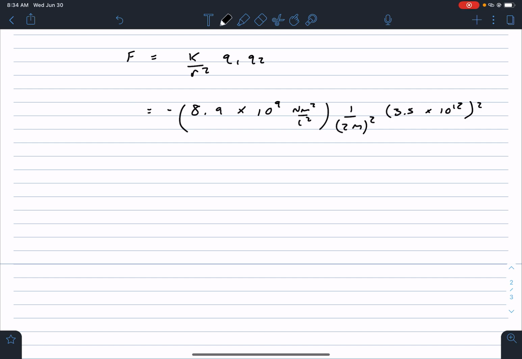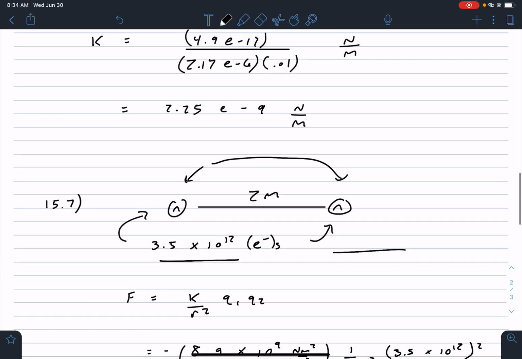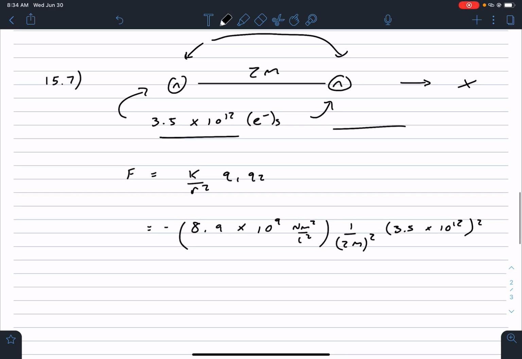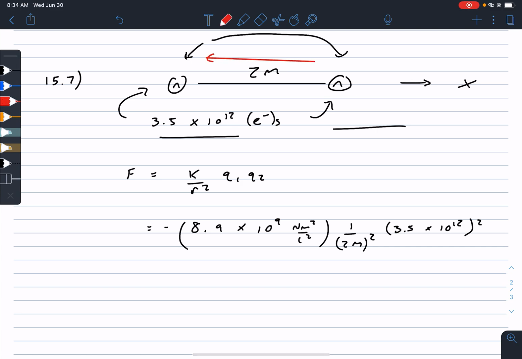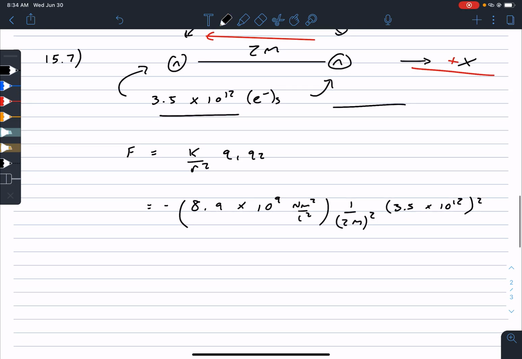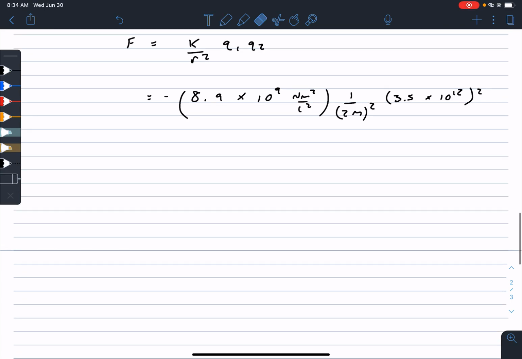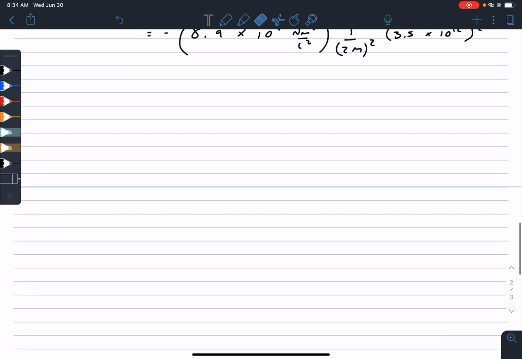One of these was negative, so it actually should be, depending on how you define your vector space, if this is positive x, then the force would be going this way for positive x over here. So that would give you this value, and you can plug that into a calculator. That's not that difficult to do.